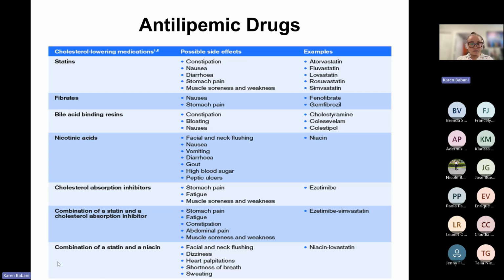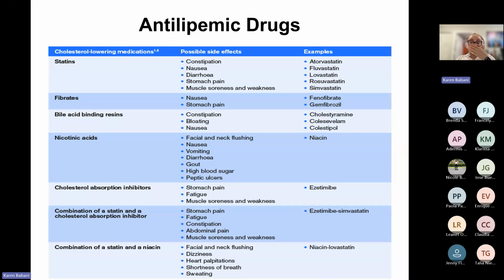I put examples of all the different kinds. You have your statins, fibrates, bile acid sequestrants. Is that called binding or sequestrants? Sequestrants. Think about them, secuestro in Spanish, like a kidnapping. They literally kidnap bile.